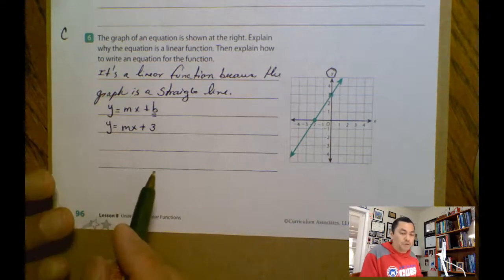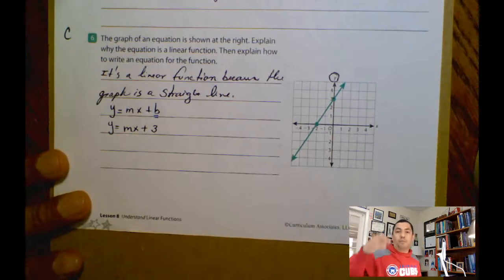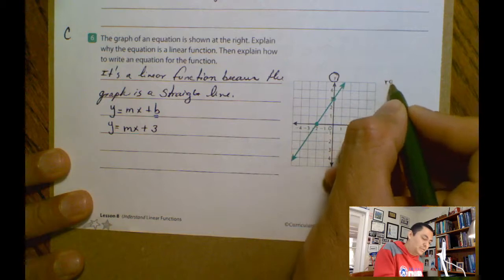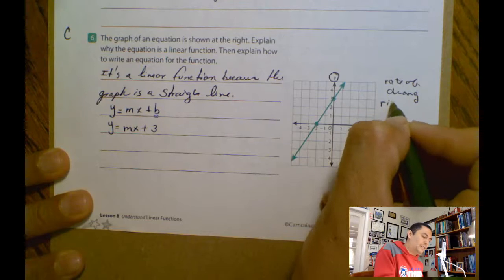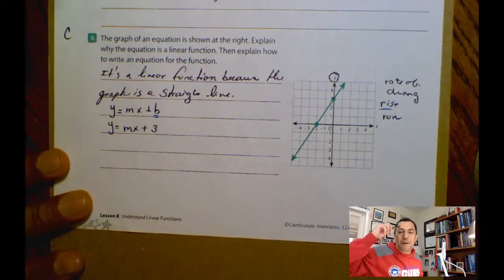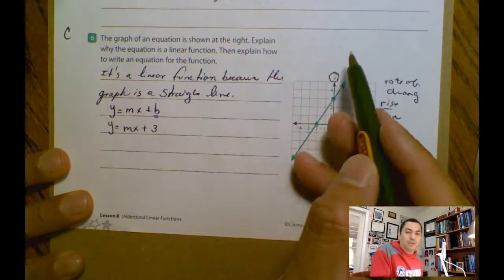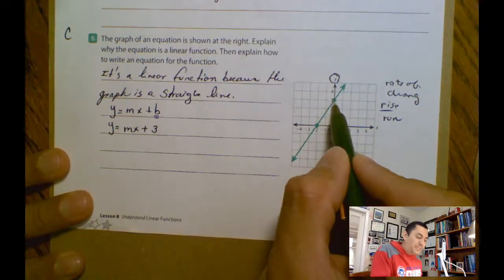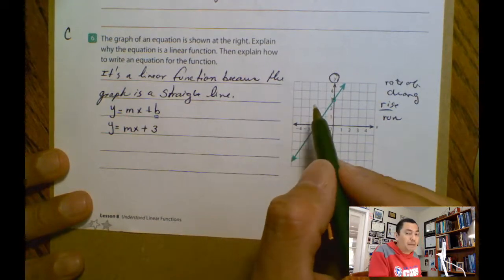Now look what I'm going to do. I'm going to say rise over run. Like this, rate of change is rise over run. So we're going to count how many units we're going up and then how many units we're going to the right. Now in this case, we don't have enough space to go up. So we are going down and then to the left. Down and to the left. That will make it positive.